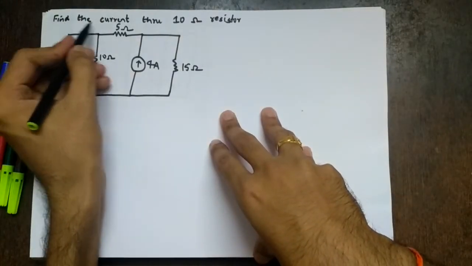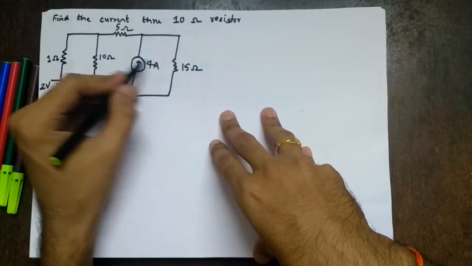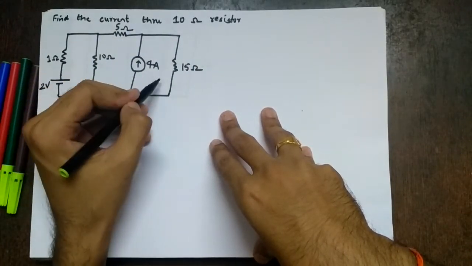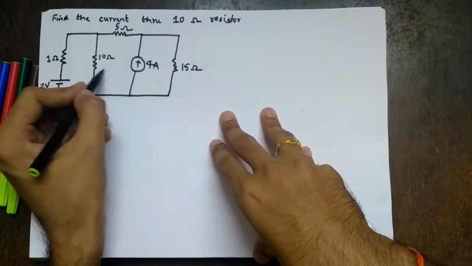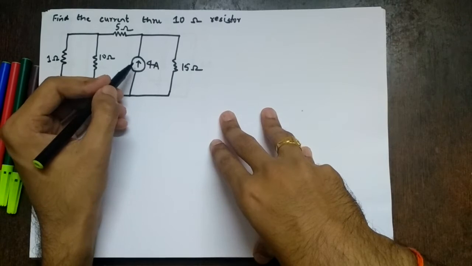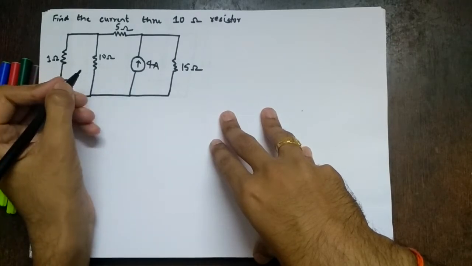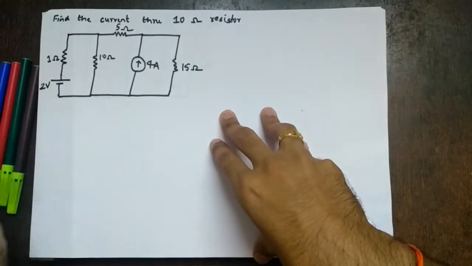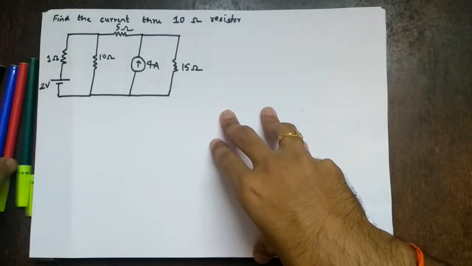So what we have to do: find the current through the 10 ohm resistor for this network. If you observe, there is a current source and it is between two meshes. Whenever there is a current source lying between two meshes, the mesh is called a supermesh, and you cannot directly apply KVL to those meshes. So how to go about this? That is the concept of supermesh analysis. Let's directly try to understand this with the help of this numerical.